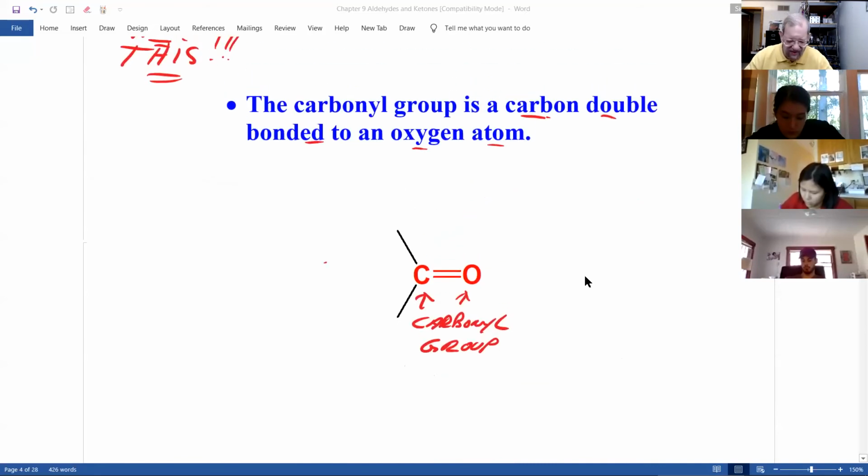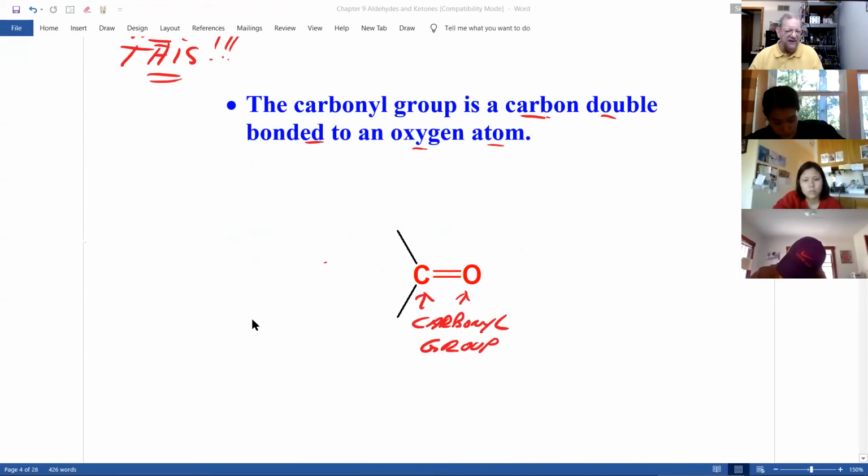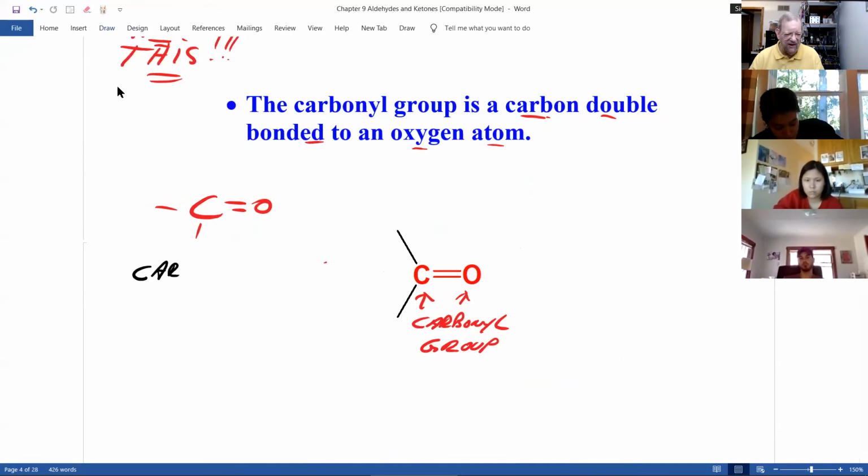Now, hold on. I got everybody's attention. You should know how to draw and how to describe with words a carbonyl group. And how do you draw a carbonyl group? Carbon double bond oxygen with two bonds coming out from the carbon. How do you describe it? The carbonyl group is a carbon or carbon atom double bonded to oxygen.